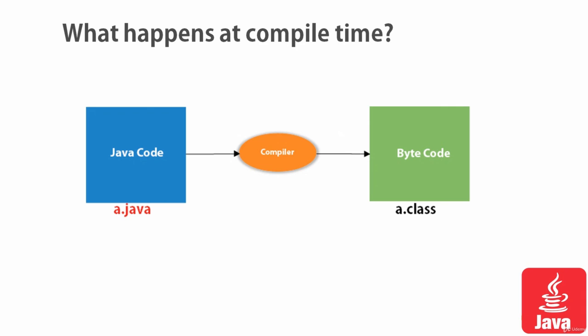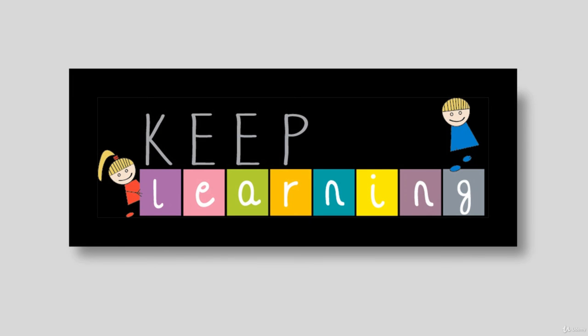So what happens at compile time when we compile? Here is our Java program, say the file Simple.java. We compile it using a compiler, and it will generate the bytecode, a .class file. So our javac command is the compiler, and after we have generated the bytecode or the class file, it will be executed using the java command. So this was a basic simple Hello World program.